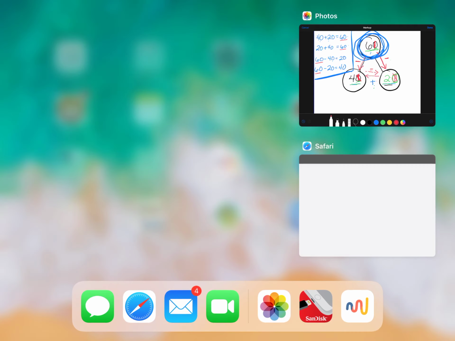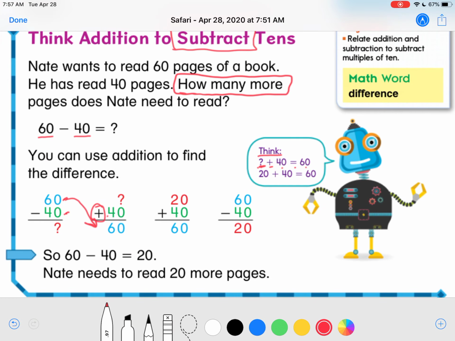So let's go back and look at what they wanted us to do. So all they've said is, okay, the 60 was up here for subtraction, right? We're starting with the biggest number. So instead, they want us to think about it down here as the answer in an adding problem.